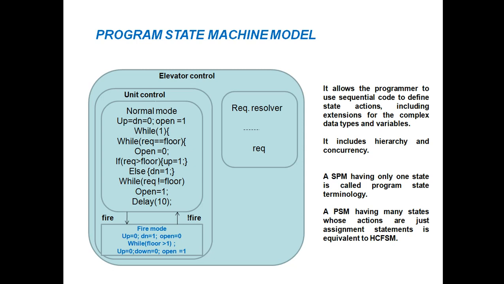HCFSM. Now, for elevator control, in the unit control we have the normal mode, where up and down are equal to 0 and open is equal to 1. While the condition is met, while request is equal to floor, then open is 0. If request is greater than floor, up is equal to 1 will go on, else down is 1 will go on. So basically, we have the state machine model, or the data flow graph. You can take any names.